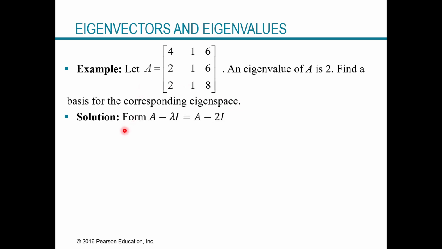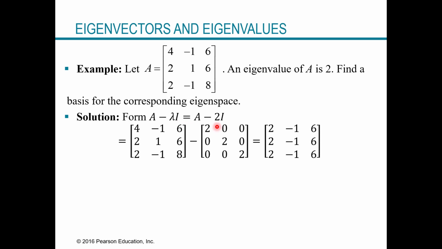All right, so what we are going to do is start with A minus lambda I. In our case, lambda was given as 2. So A minus 2I, and we set that up. Here's A. Here's 2I. It's just 2 times our identity matrix of the same size as A, so notice it's a 3 by 3. Just do our subtraction, and we get this result right here. So this is the matrix A minus 2I.